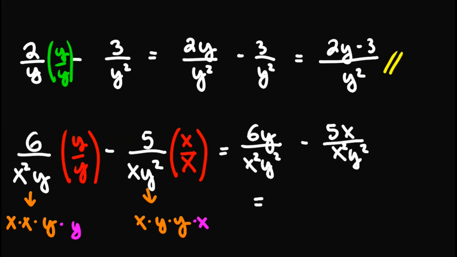This simplifies into 6y minus 5x all over, since the denominator is the same, we'll have x squared y squared. And that is the answer.